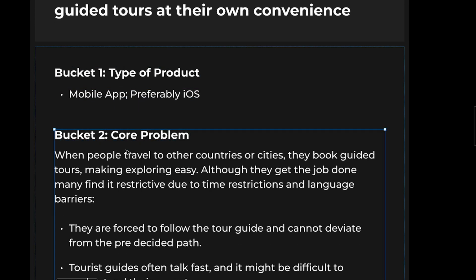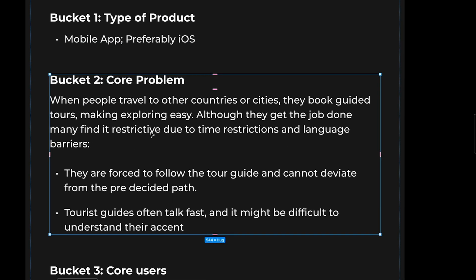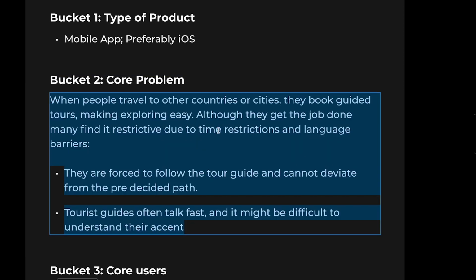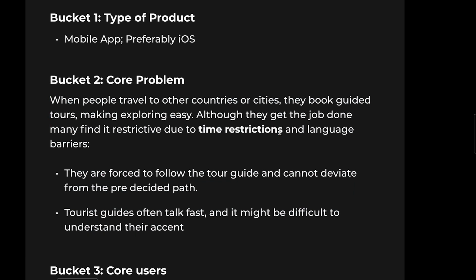Then next, coming to the core problem. This is something that he has copied from my problem statement and written down, and I'm going to read that. So when people travel to other countries or cities, they book guided tours, making exploring easy. Although they get the job done, many find it restrictive due to the time restrictions. I'm just going to bold this: time restrictions and language barriers.